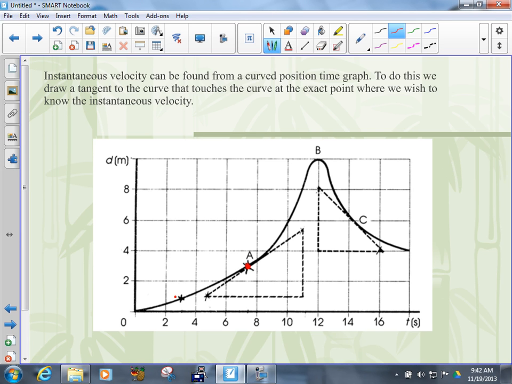The answer is, I make it longer. And I do that by drawing a tangent line. Anybody know what a tangent is? Okay, what is a tangent?